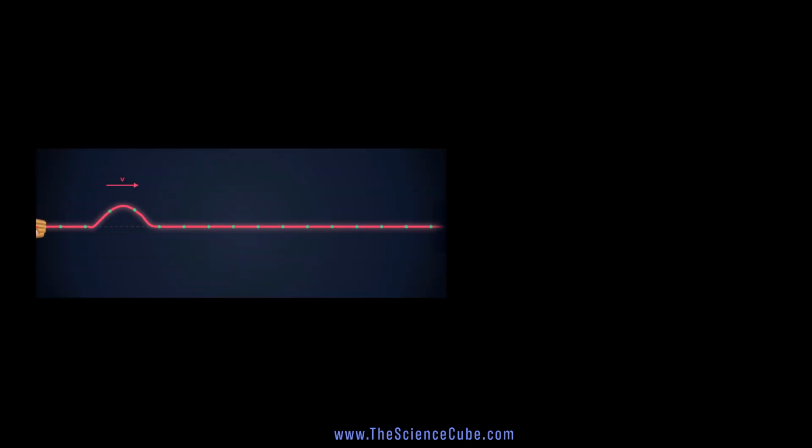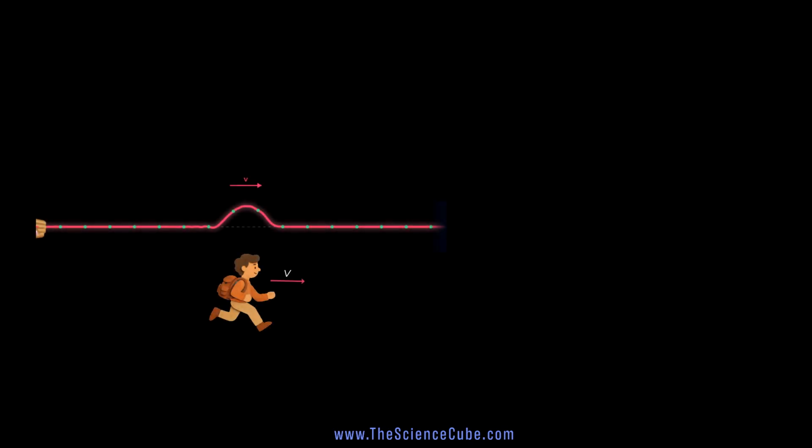We'll choose a reference frame in which the pulse remains stationary. So imagine you're running right alongside the pulse at velocity v, keeping it perfectly in view. That is, to you, the pulse isn't moving at all. It's just sitting there. But here is the critical part.